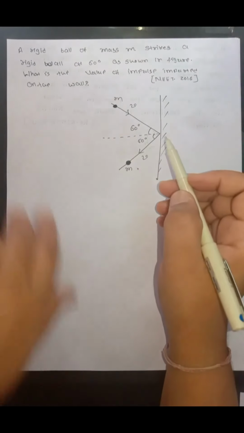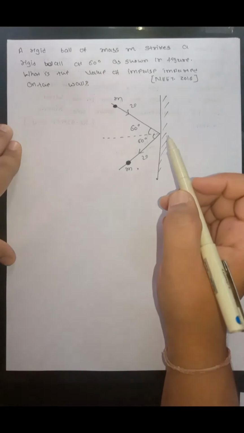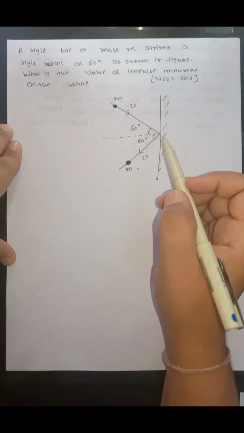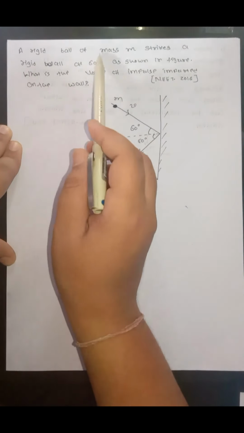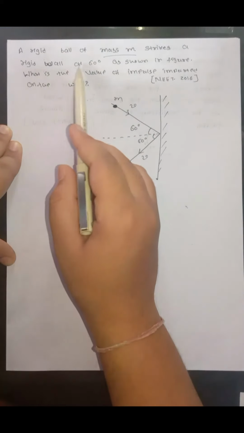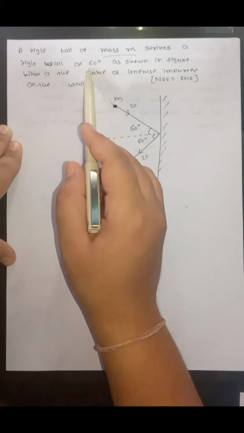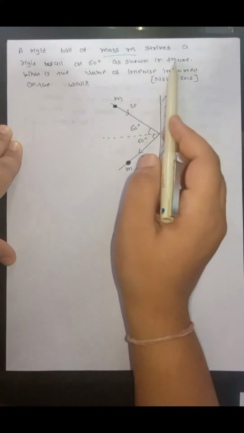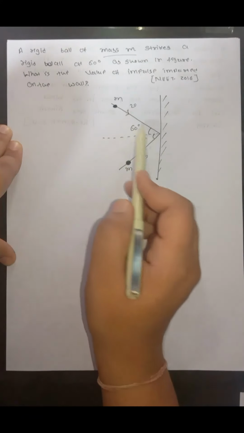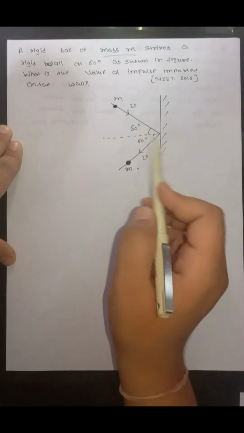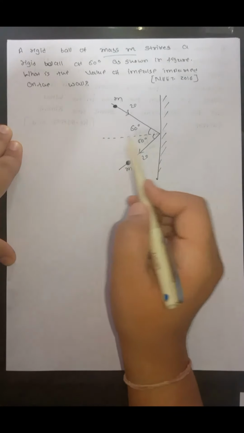Now a question based on conservation of linear momentum or the impulse. A rigid ball of mass m strikes a rigid wall at 60 degree as shown in the figure. The ball of mass m is striking the wall at an angle of 60 degree with horizontal.